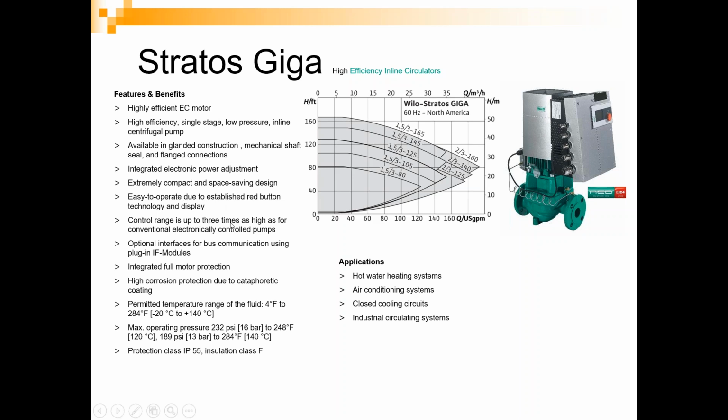Riello also makes their newer pump, the Stratos Maxo, which is a 120 volt single phase, basically inline circulator that's available with an electronically commutated motor too. Those go to about 1.5 horsepower. The Stratos Giga goes up to about 10 horsepower, and as I said, about 500 GPM or so. And those are available for heating hot water systems, for chilled water systems, closed circuit coolers, and other applications as well.